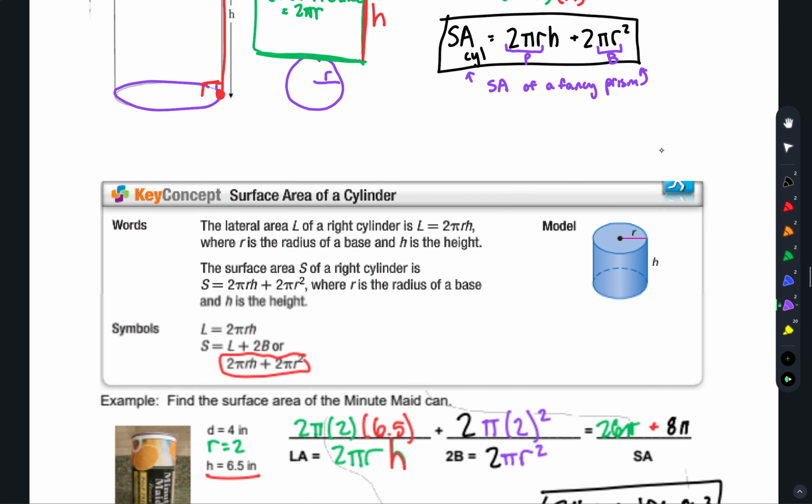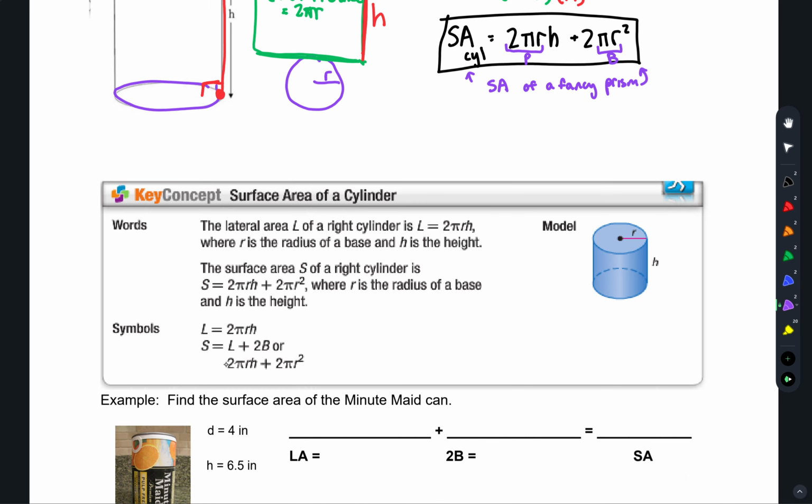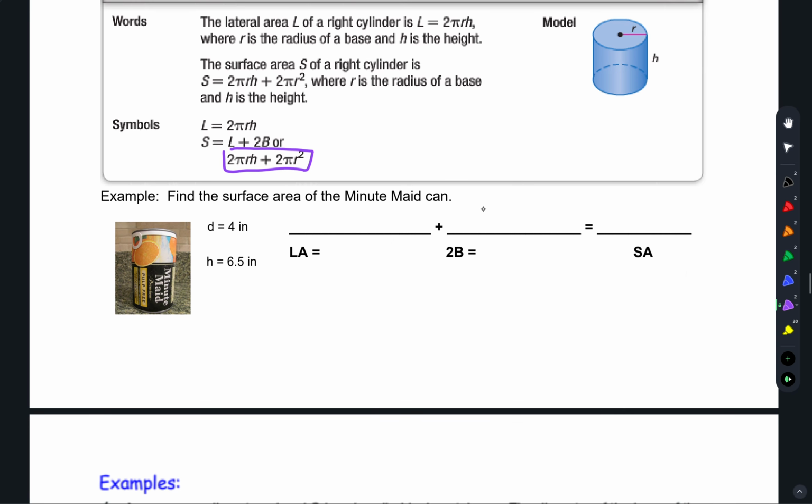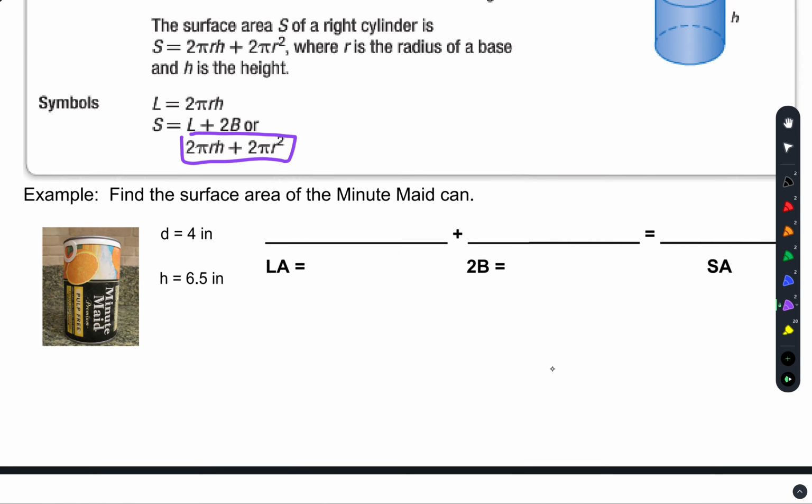Okay. We can see it again written right here. I have it boxed in. There it is. There's the surface area of a cylinder formula. Okay, so let's talk the surface area of this Minute Maid can.